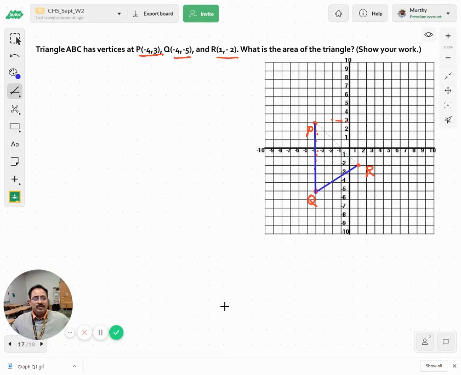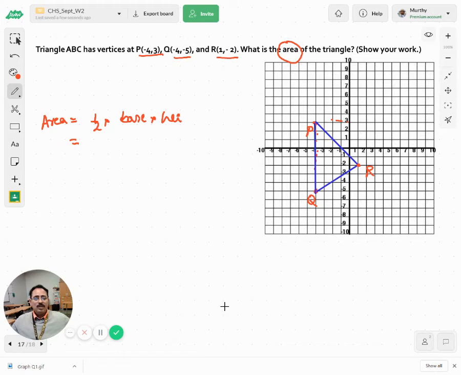So once you can visualize the triangle, you're asked to find the area. So area of triangle equals half times base times height. Friends, when it comes to perimeter, you have to find the length of each side, but when it comes to area, you better use a graph sheet, plot the points and you can check it.